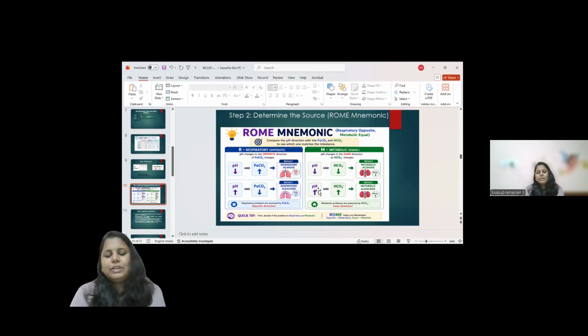First, decide if the problem is metabolic or respiratory. You can use the mnemonic: respiratory opposite and metabolic equal. I hope you understand this.